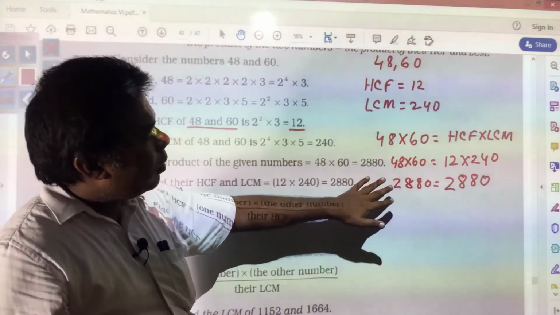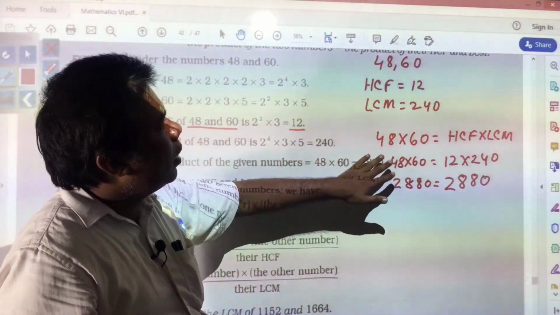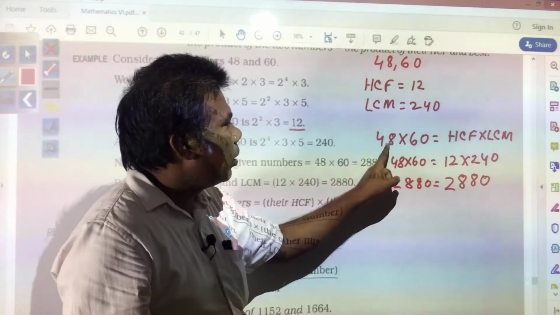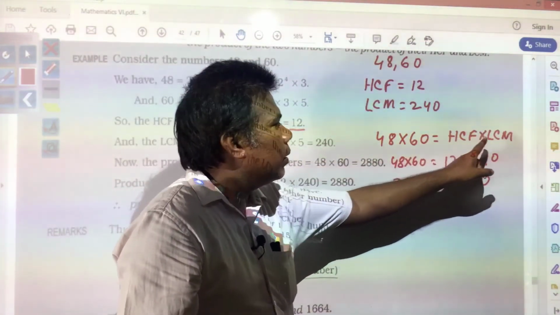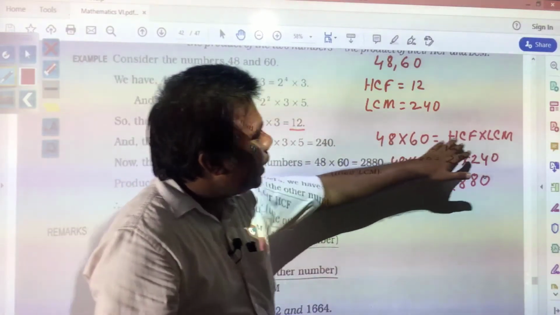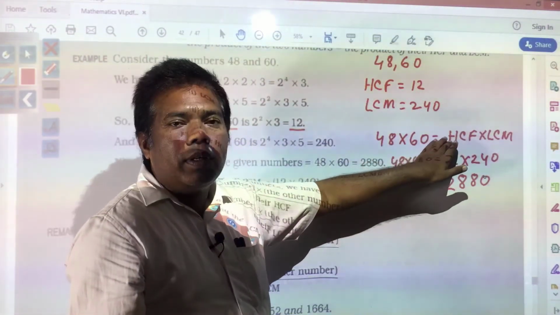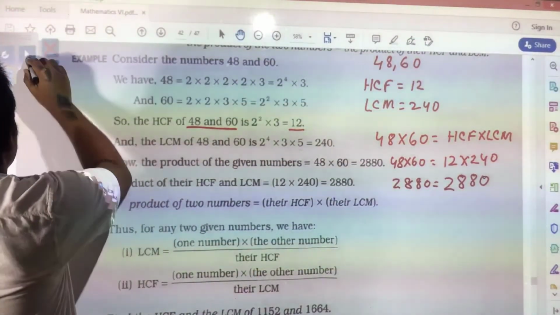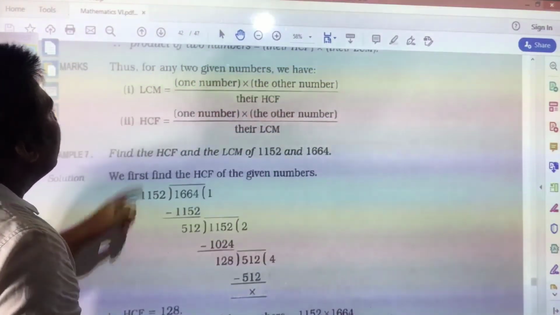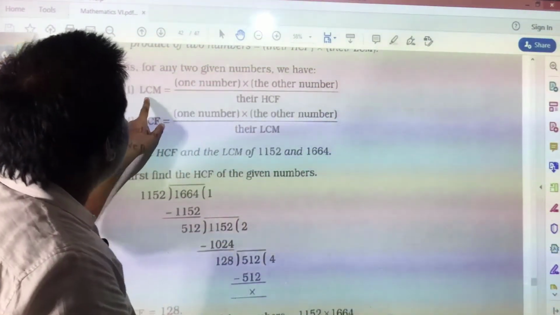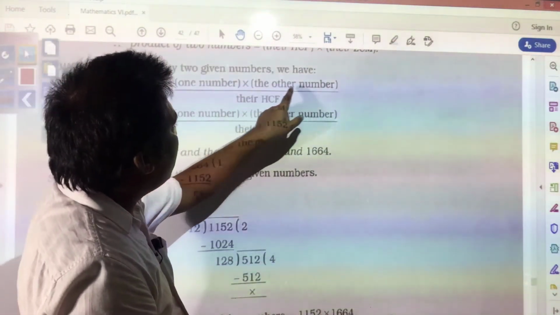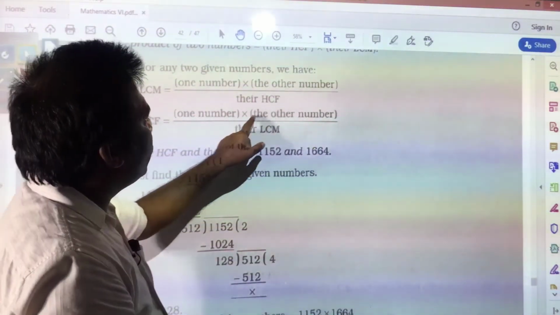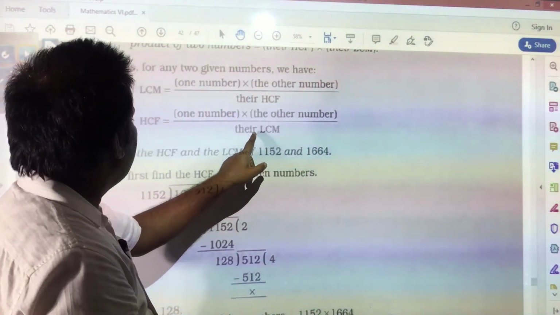Now, a very important thing is here. You have 4 numbers: 2 given numbers, HCF and LCM, that is, first number, second number, HCF and LCM. Among these 4, if any 3 are given, then the 4th one can be found out. For that, some formulas have been given. For any 2 given numbers, LCM is equal to one number into the other number divided by their HCF. HCF is equal to one number into the other number divided by their LCM.